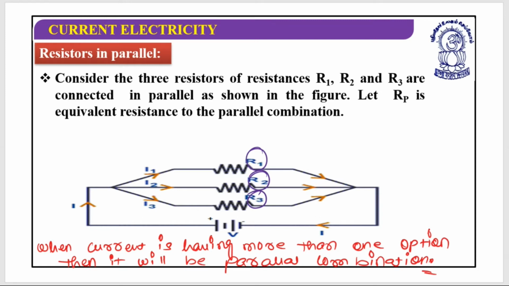Now let's look at this. This is the current I that is flowing through these three branches. This is I1, this is I2, and this is I3. The current I1 is passing through resistance R1, I2 is passing through R2, and I3 is passing through R3. So let's calculate the parallel equivalent resistance of this combination. Let's have a look.